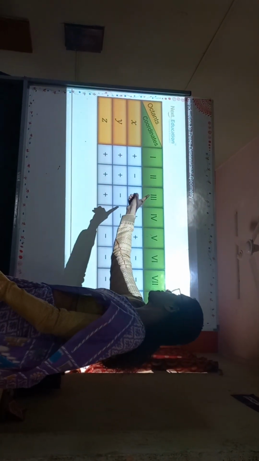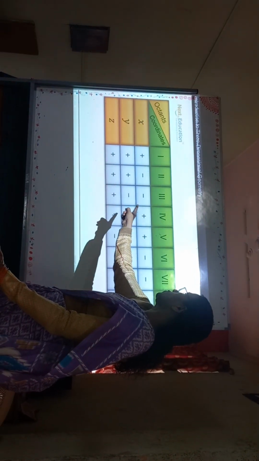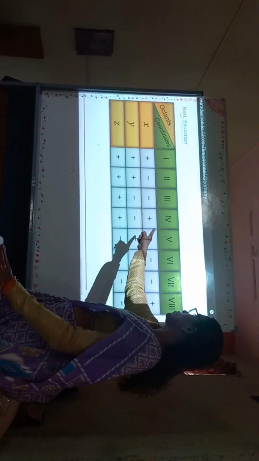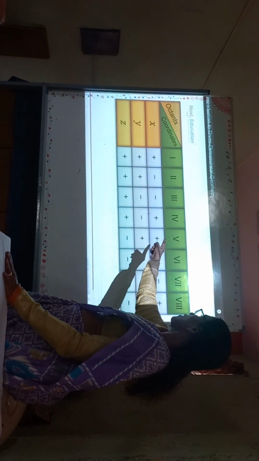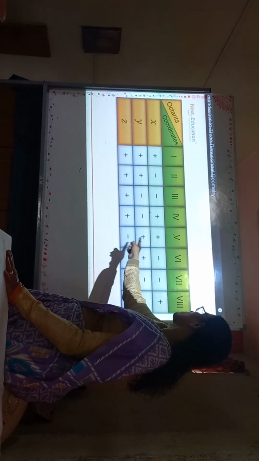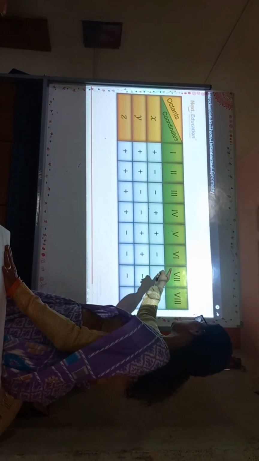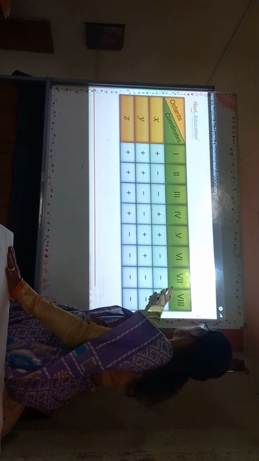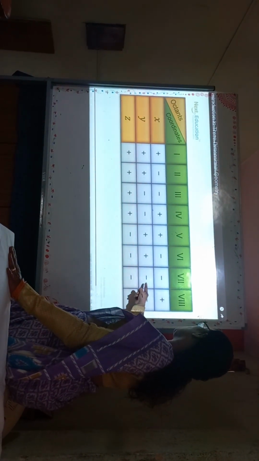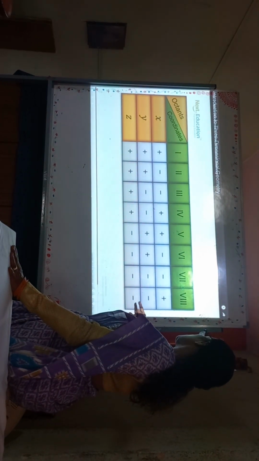First octant: x, o, y, z. Second octant: x', o, y, z. Third octant: x', o, y', z. Fourth octant: x, o, y', z. Fifth octant: x, o, y, z'. Sixth octant: x', o, y, z'. Seventh octant: x', o, y', z'. Eighth octant: x, o, y', z'.